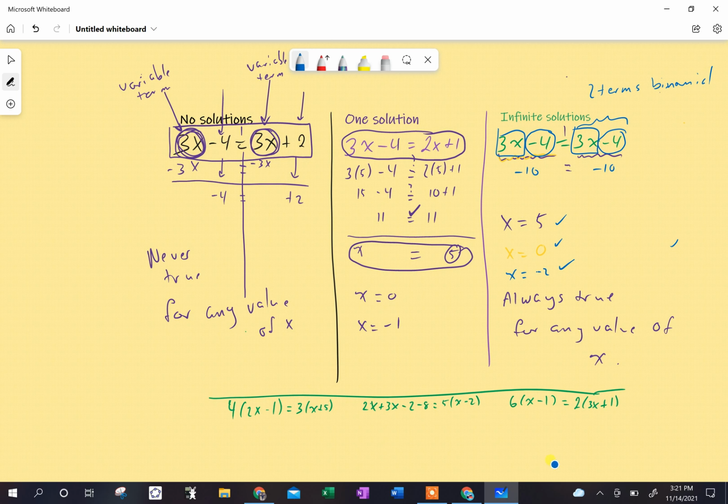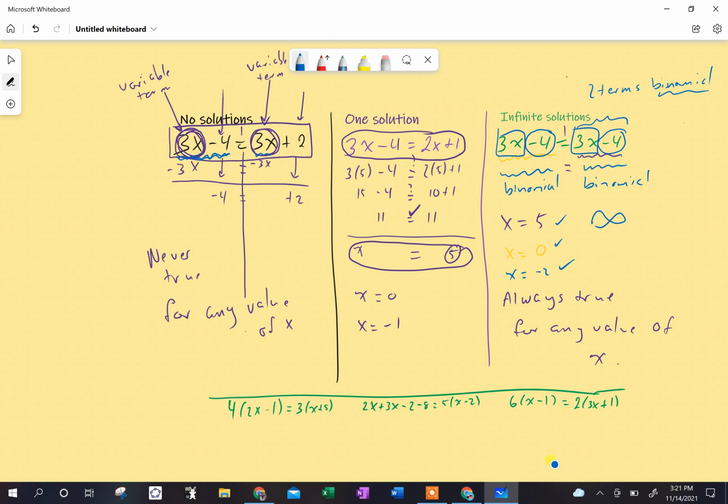So what I'm going to suggest is this. If this binomial expression on the left is exactly the same as the binomial expression on the right, I'm not going to say it's equal to, because these are all equal to, then you will have an infinite number of solutions.